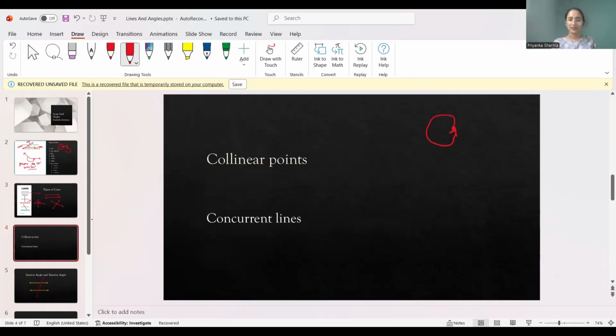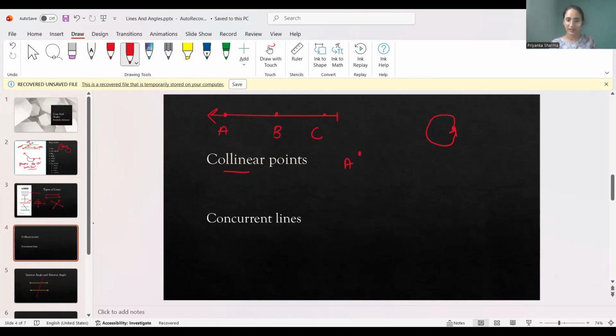Now, there are some points which are known as collinear points. Collinear points means, like, I have 3 points: this, this, and this, A, B, C. And if I can make a single line from all these points, then these points are called collinear points. But they should be contained, or should exist, on a single line.